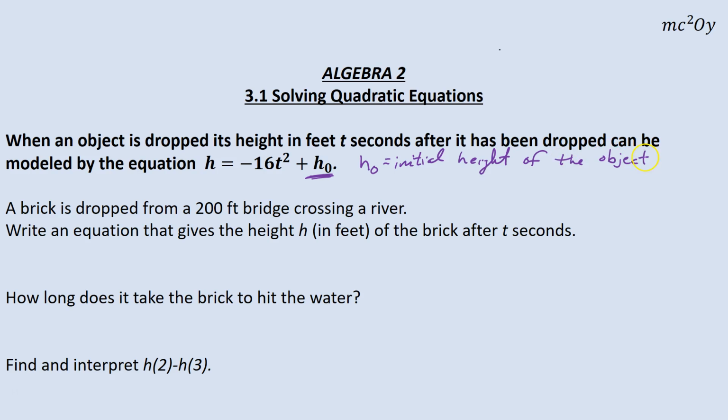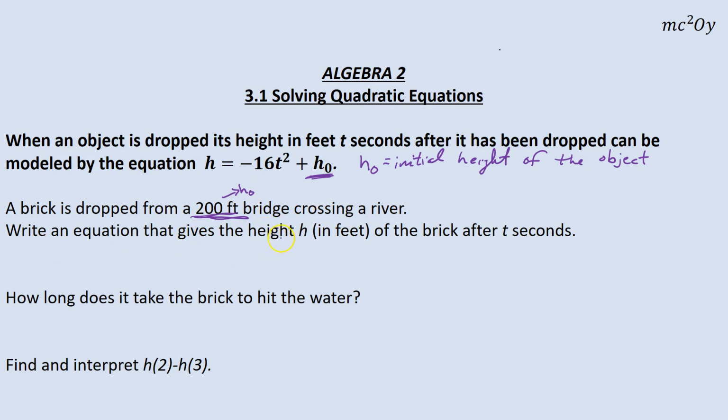That's a key piece of information. Okay, h represents your height after any time, the height in feet after it has been dropped. Okay, a brick is dropped from 200 feet. That is my h sub 0 in this problem, from a 200-foot bridge crossing a river.